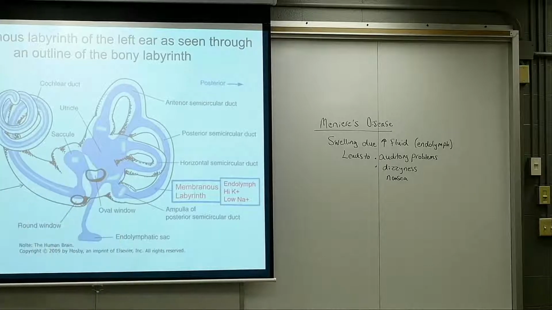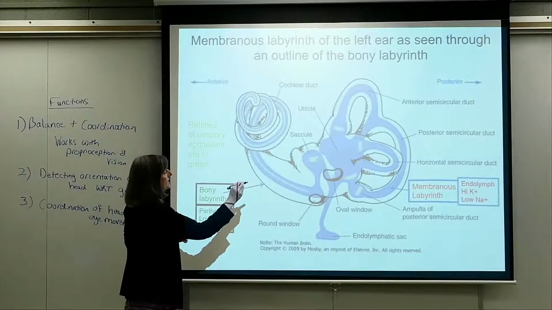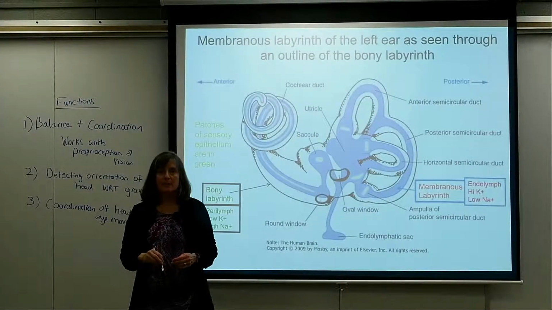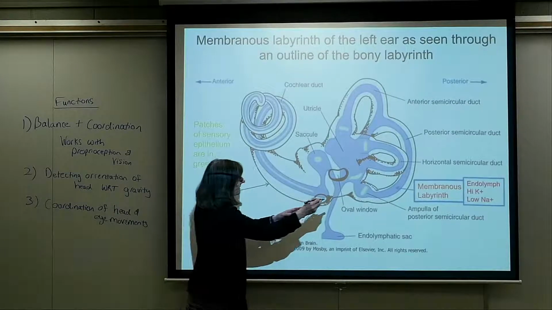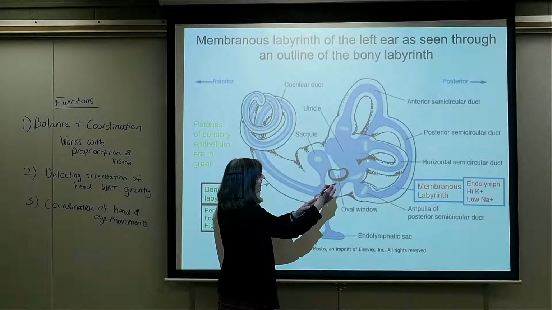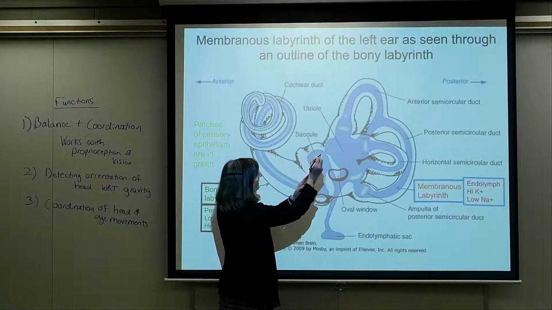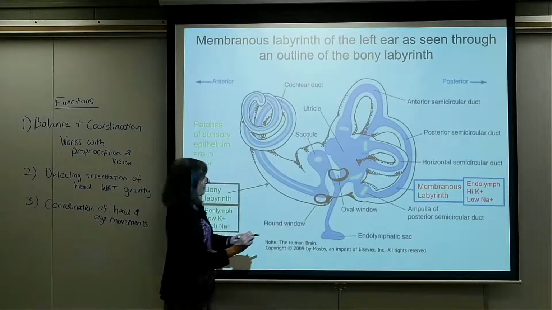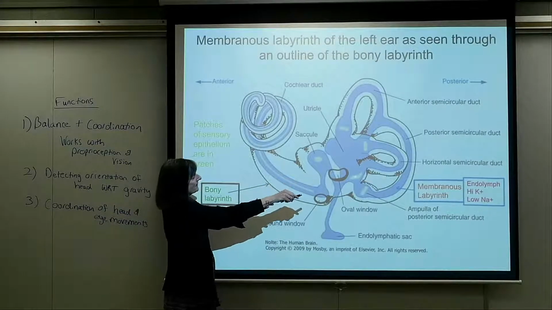Okay, so let's talk about the receptor cells and the receptor patches. So within each of these membranous systems here, you can see these little green patches. These green patches are the sensory epithelium where the sensory hair cells are located. So notice that we have one at the base of each semicircular canal. So here's one semicircular canal or duct, and here's that patch of epithelium. Here's another one for the anterior semicircular duct, and one for the posterior semicircular duct. And then the utricle and the saccule also have their individual patches of sensory epithelium.